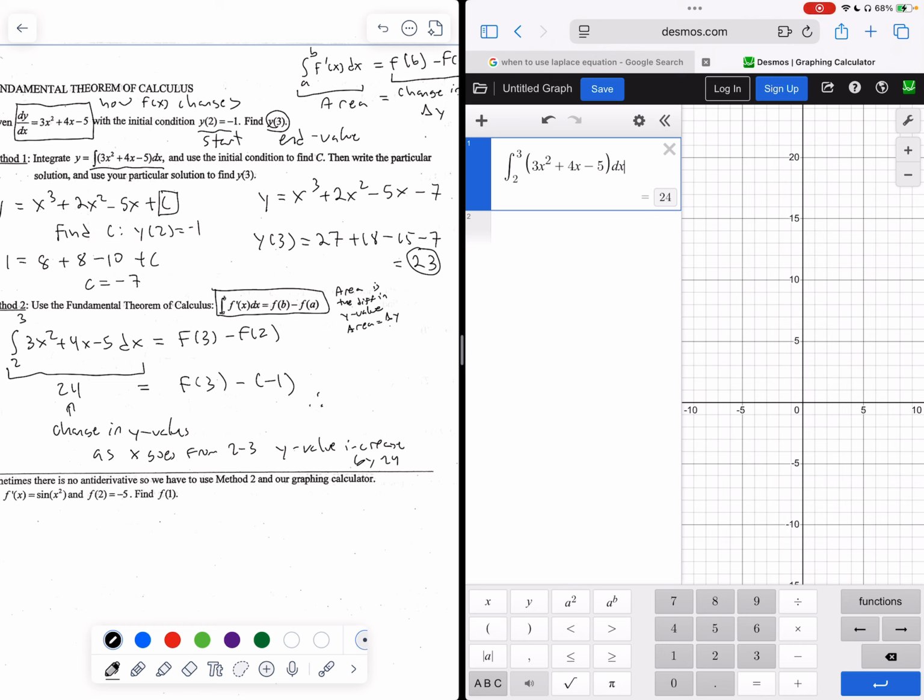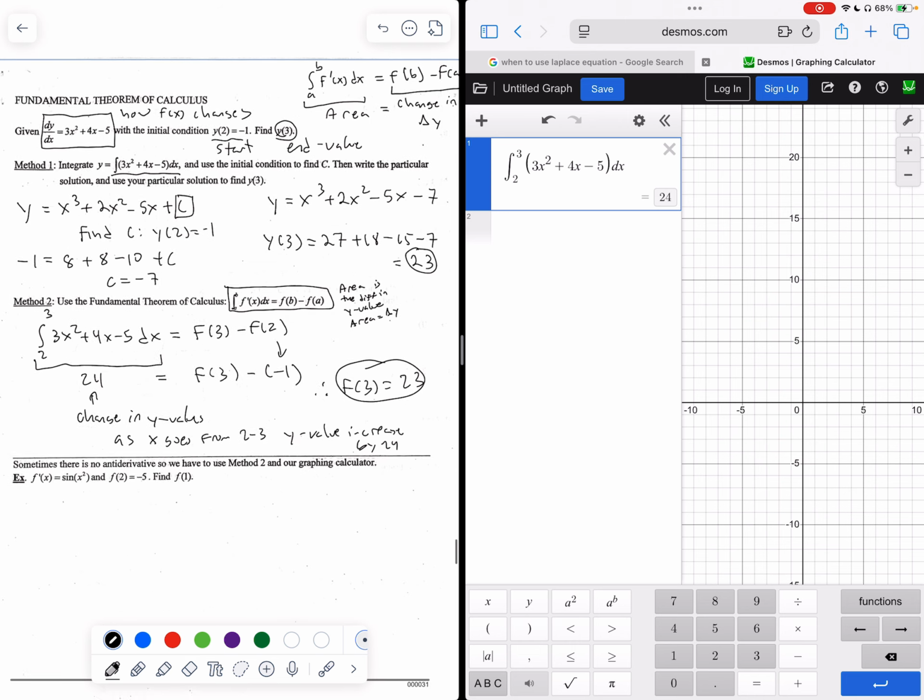So therefore, I can say, remember, that's just negative 1. F of 3 is just going to be 24 minus 1. I'm just going to solve it algebraically. So that just becomes 23 again. And this is a lot quicker for us to solve, especially if they say, hey, use a calculator. So let's take a look at another example.